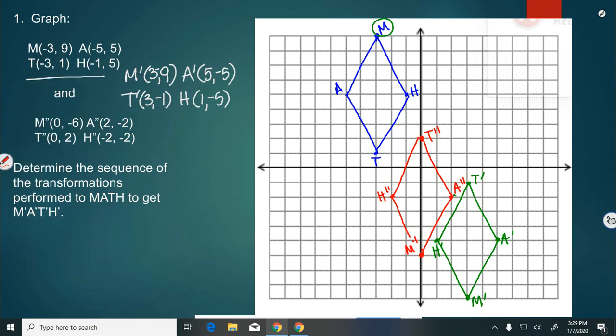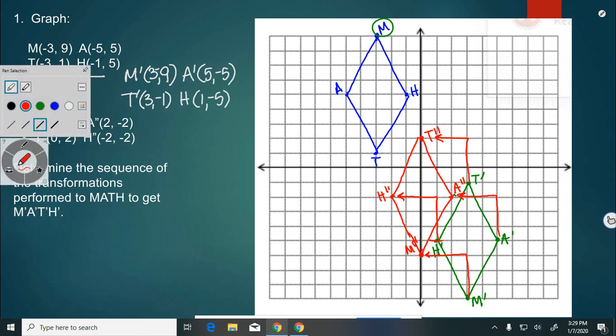there's no turning involved. The points are simply shifted. So we want to bring T to T double prime and A to A double prime and H prime to H double prime and M prime to M double prime. So you can see that since it's just a shifting of the points, I want to figure out the translation that is done to bring those points over.